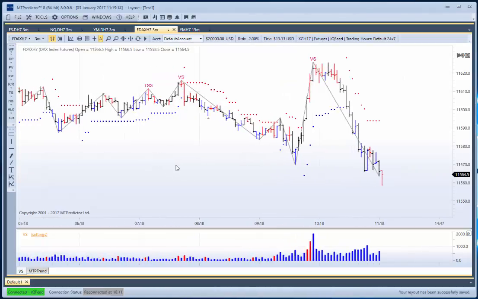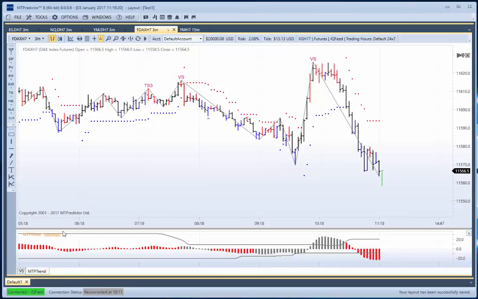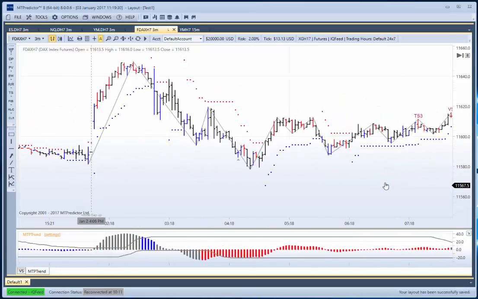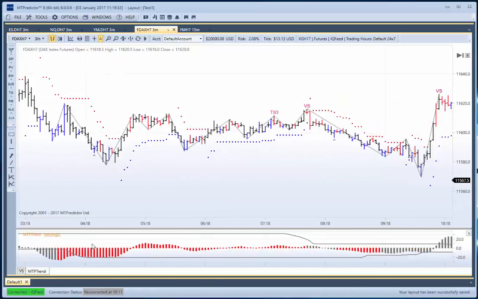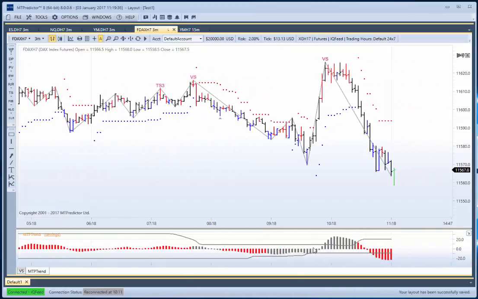In our new version 8 and our NinjaTrader add-ons, we have a new MTP trend indicator, which gives you the trend of the largest degree. The color of the MTP trend indicator gives the largest degree trend direction. It's blue for up, red for down, and black for basically no trend or a flat trend. So ideally we're looking to take trade setups in the direction of that trend.